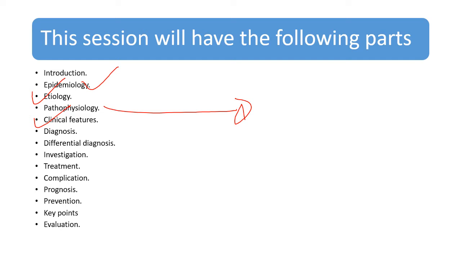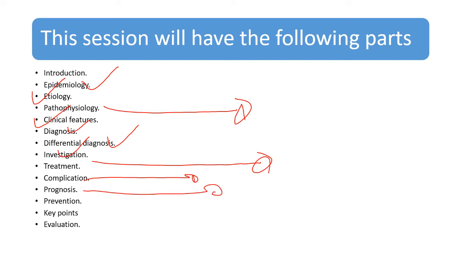How does a patient with infective endocarditis present clinically? And after that, we have to pass through diagnosis. After diagnosis, we have to pass through differential diagnosis to identify other diseases mimicking infective endocarditis. After that, we have to see investigation modalities in patients with infective endocarditis. After investigation, we have to see how we treat a patient with infective endocarditis. After treatment, we have to see the complications of infective endocarditis. Finally, we come to prognosis and prevention, which will mark the end of our discussion. And after that, we have to summarize, to have the key points and to evaluate ourselves after this session.